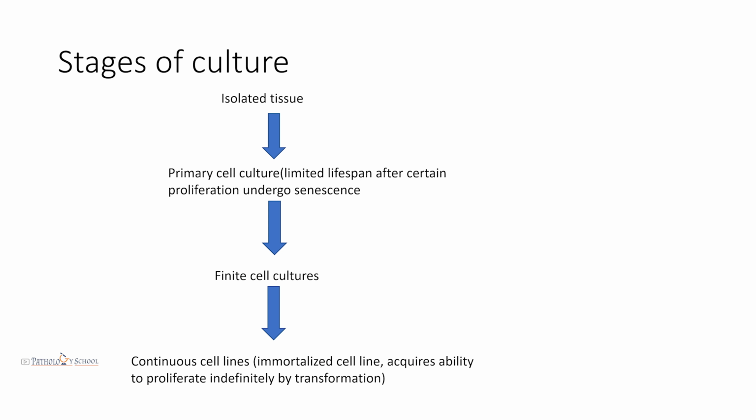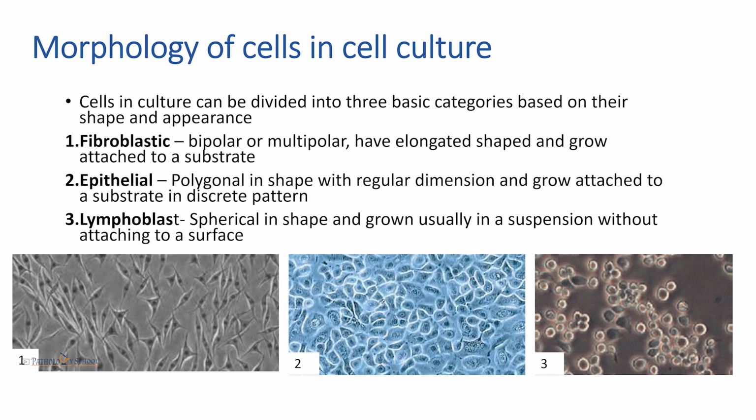Now, stages in culture, as we saw: isolated tissue, primary cell culture which has a limited lifespan, finite cell cultures, and continuous cell lines. If we wish to produce continuous cell lines, then we do so by inducing mutations. Now, morphology of cells which we see in cell culture.